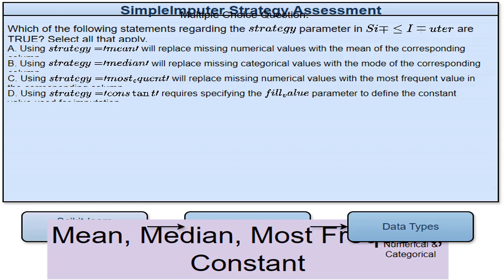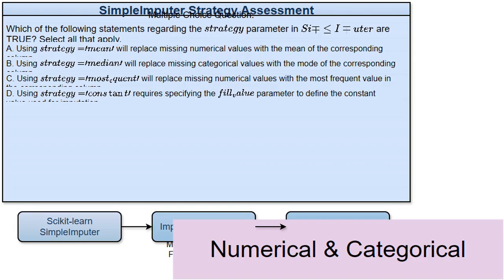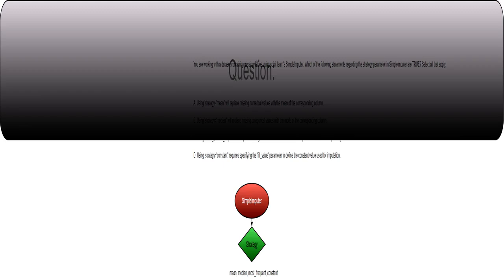These are the 4 different strategies that the SIMPLEIMPUTER can use to fill in missing values. We need to know whether the data is numerical, numbers, or categorical, categories or labels, to choose the right strategy. This clarifies the 2 main data types. Some strategies work better for numerical data, while others are more suitable for categorical data. I confirm that statement A is correct.